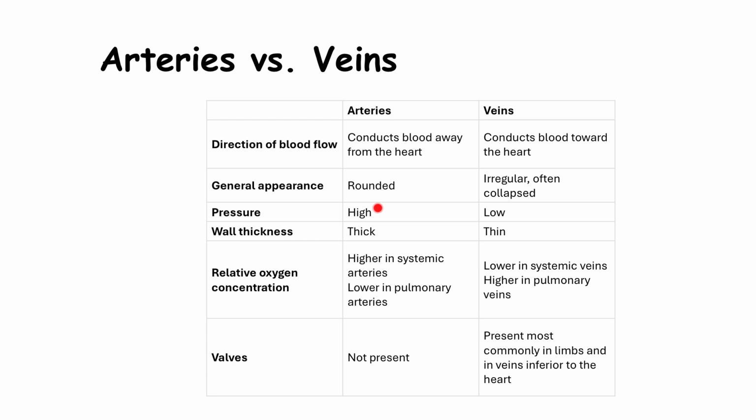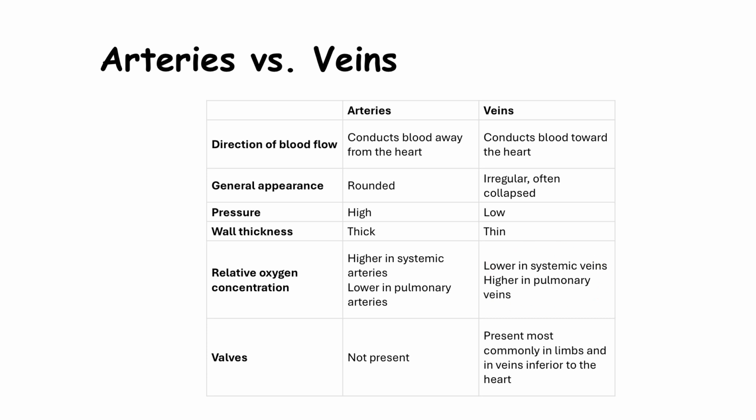The pressure in arteries is high. Again, arteries are bringing blood away from the heart throughout the entire body. So there's going to be a lot of pressure in arteries, whereas in veins, there's going to be low pressure. And as I already mentioned, there's going to be higher oxygen concentration in arteries and lower oxygen concentration in the veins.